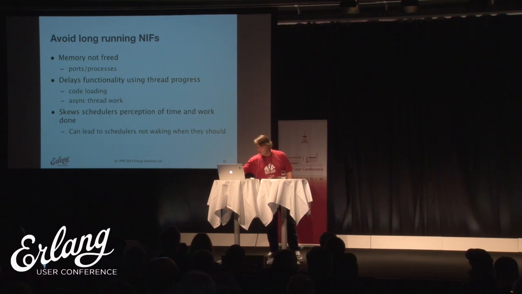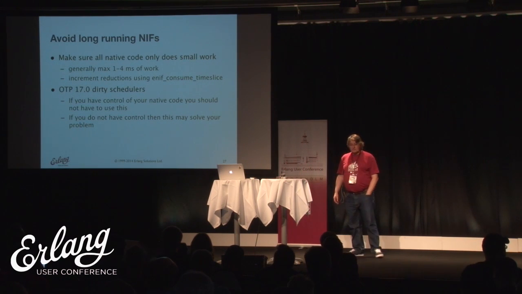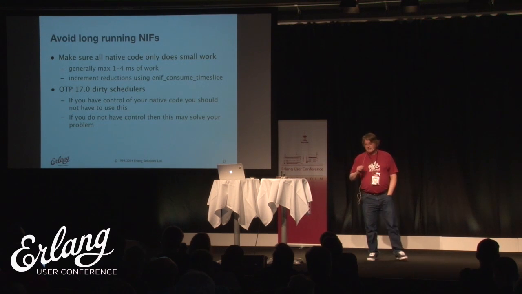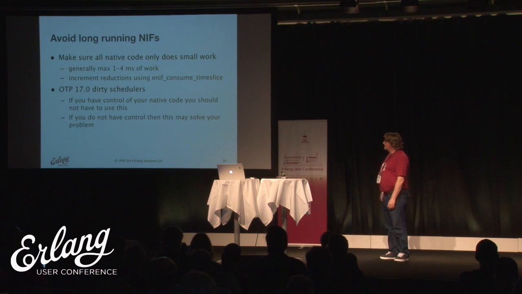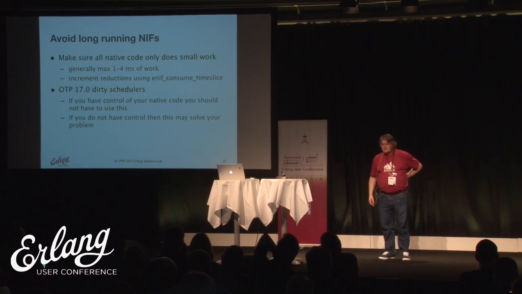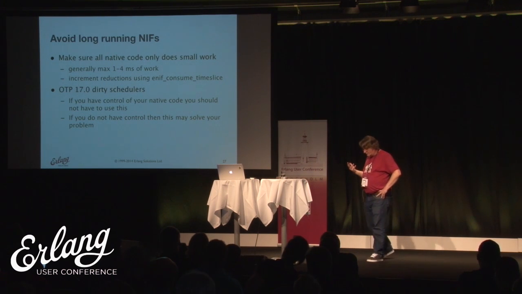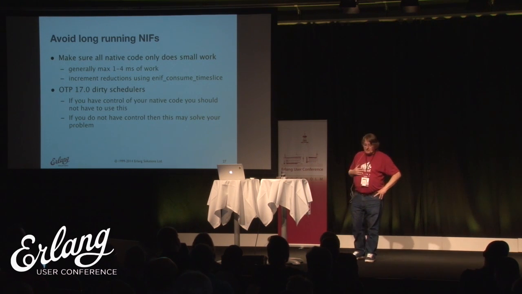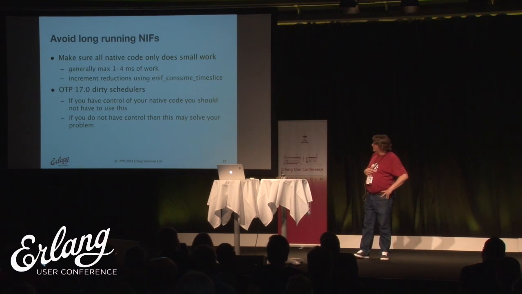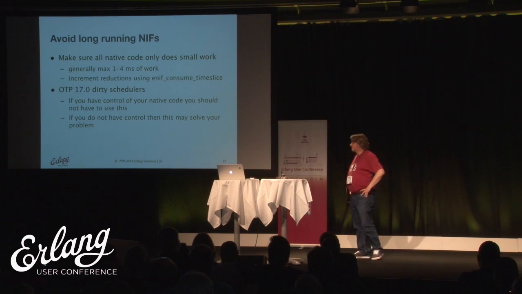It's not difficult to work around. Make all native code only do small bits of work. If you're calling a NIF, it should come back pretty quickly to the Erlang system, and then you're running back in Erlang, counting stuff and doing whatever you need to do. I think the limit is somewhere around 1 to 4 milliseconds. If a NIF is doing more work, or even if it's doing this little work, it can tell the system it's been doing some work by calling the consume time slice function, which just tells the system, yeah, I've done some work now, and it can use that when it's balancing the system.